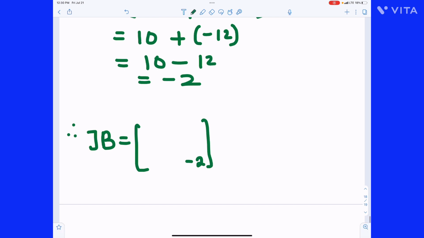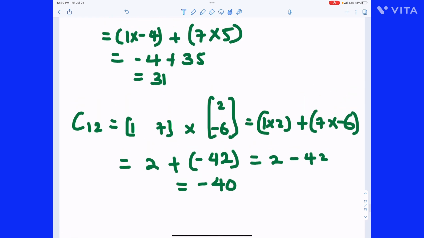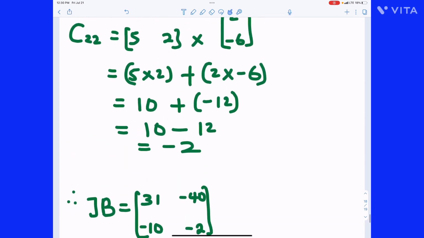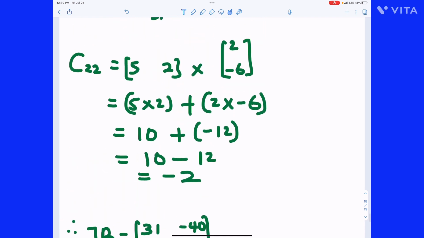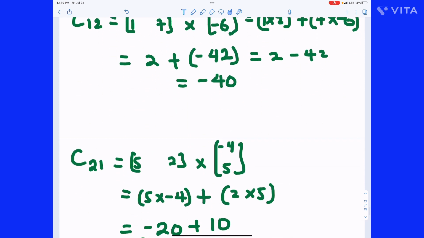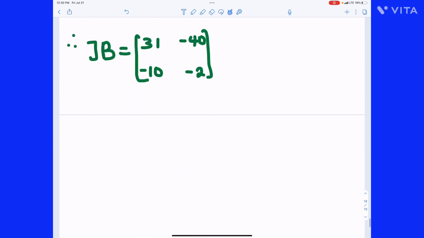Minus 10. So minus 10 will be here. Next is what? 1, 2 minus 40, 31. Sorry, minus 10 should be here. Then minus 40, 31. I hope I've arranged it well. C22 is minus 2, C21 is minus 10, C12 is minus 40 and C11 is 31. So the arrangement is correct.